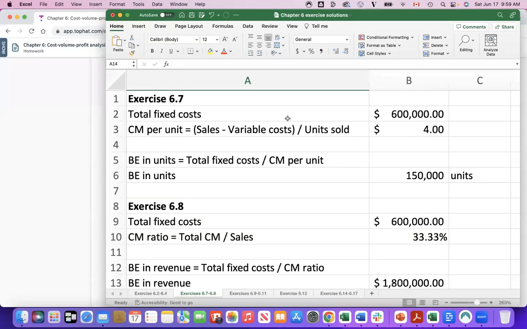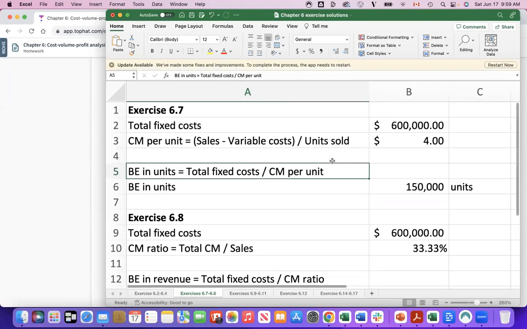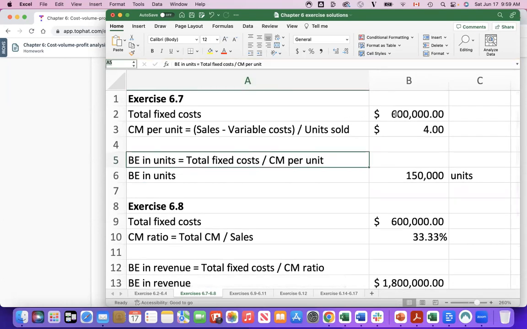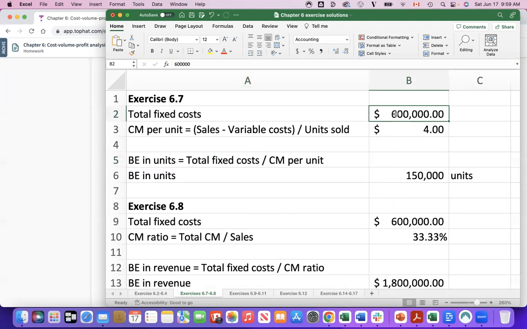So there's a few things we have to look at. The first thing I want you to look at here is the formula for break-even point in units using the contribution margin approach. It's total fixed cost divided by the contribution margin per unit. So we weren't given contribution margin per unit in the question, but we can calculate that. Total fixed cost given was 600,000, so we already know that. We have to calculate contribution margin per unit.